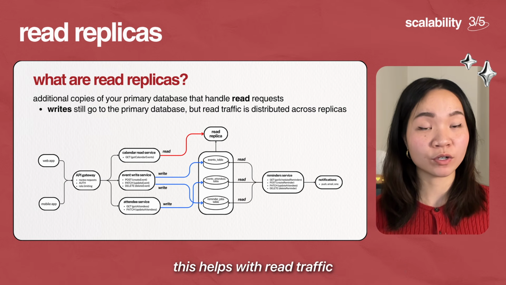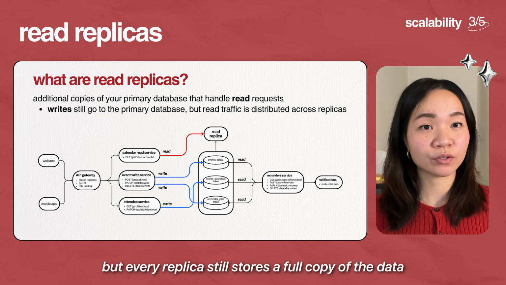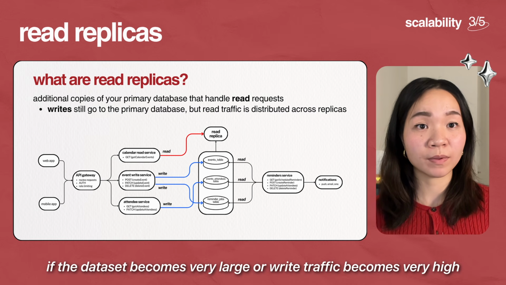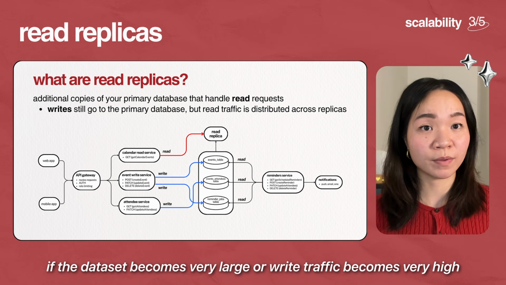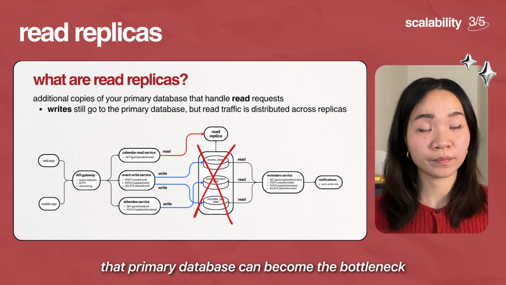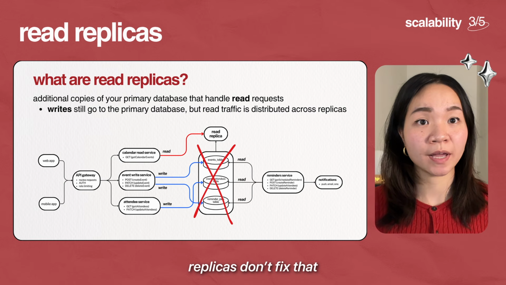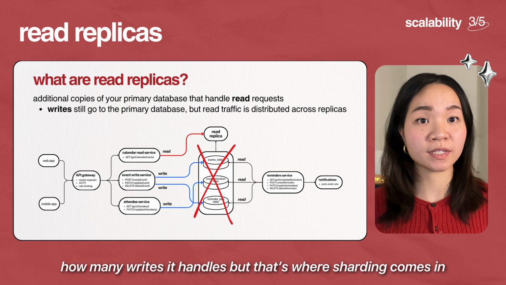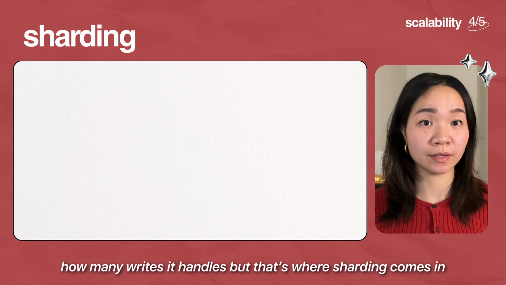This helps with read traffic, but every replica still stores a full copy of the data, and all writes still go to a single primary database. If the dataset becomes very large or write traffic becomes very high, that primary database can become the bottleneck. Replicas don't fix that because they don't reduce how much data one machine stores or how many writes it handles, but that's where sharding comes in.